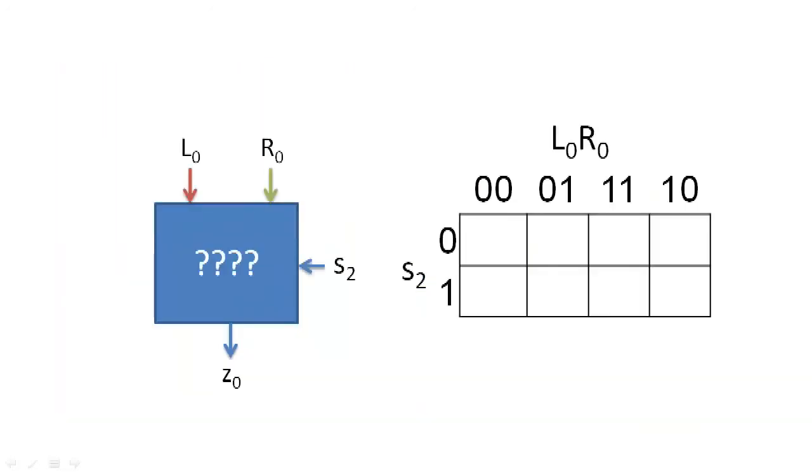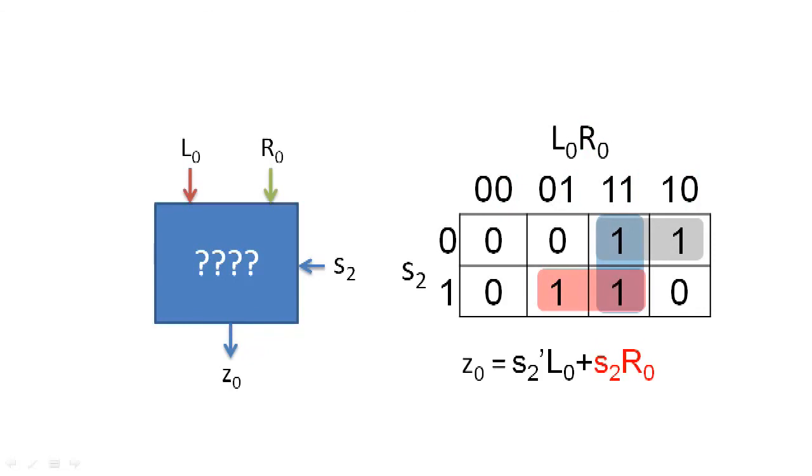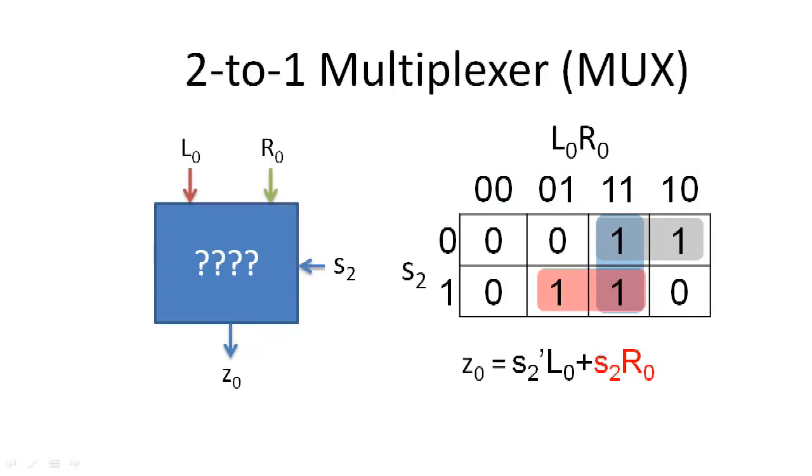To create our multiplexer, we want to use S2 to select between L0 and R0. When S2 is 0, the output will equal L0. When S2 is 1, the output will equal R0. We can derive a minimal expression from our K-map by selecting the 2 essential prime implicants. This circuit is called a 2-to-1 multiplexer because it receives 2 data inputs and transmits 1 data output.